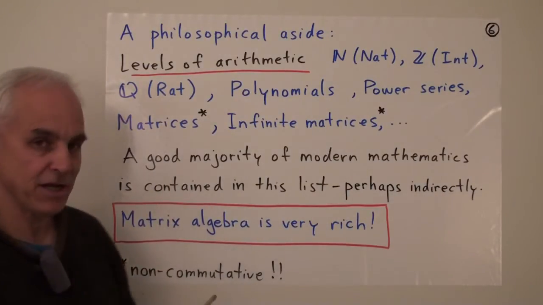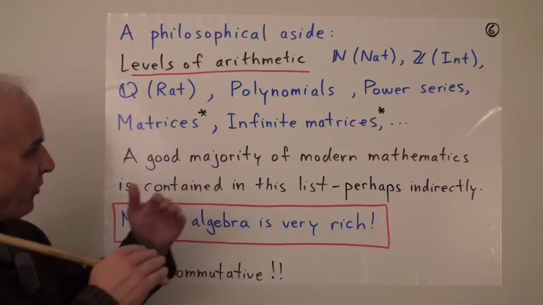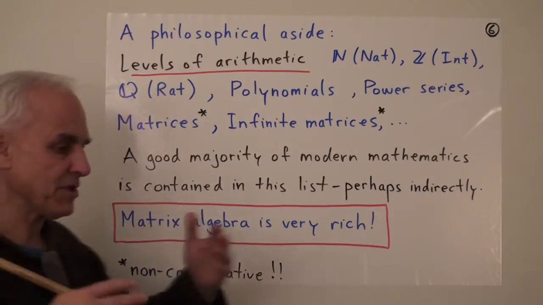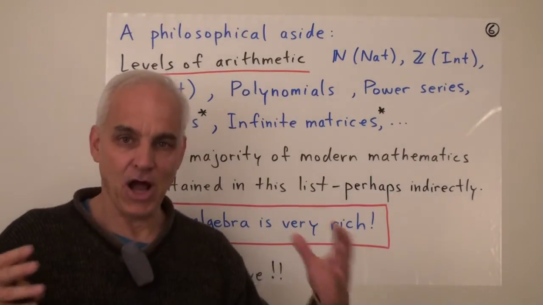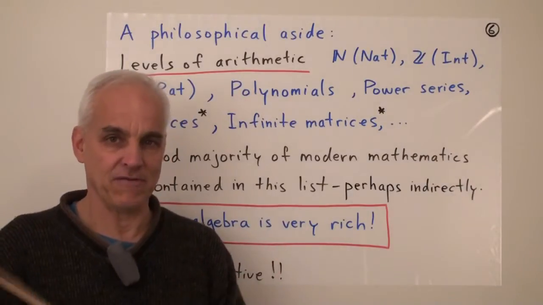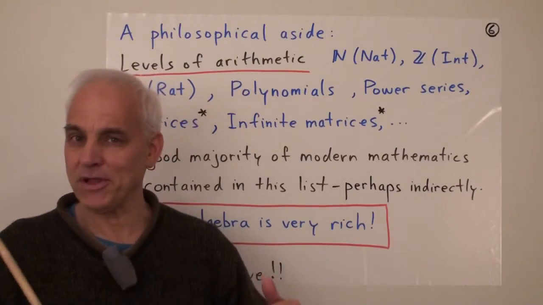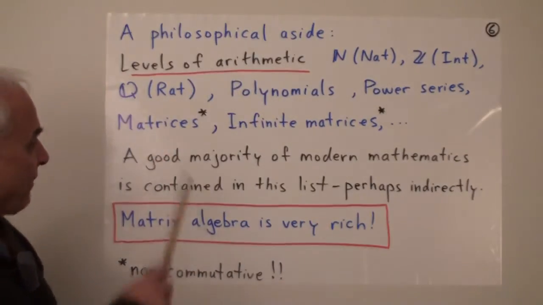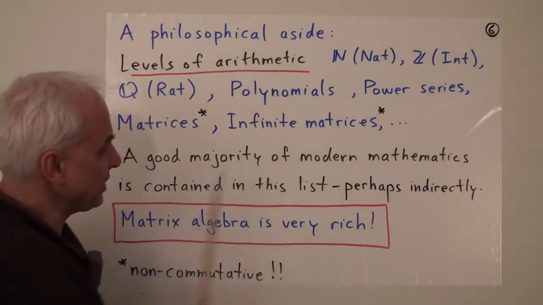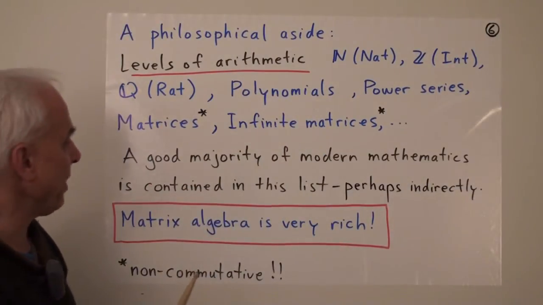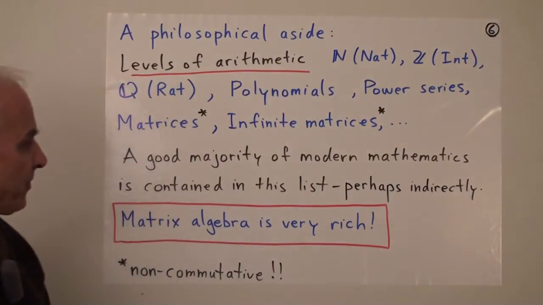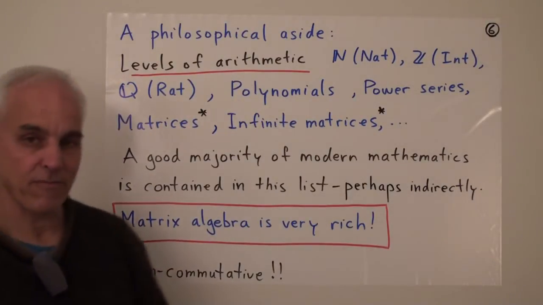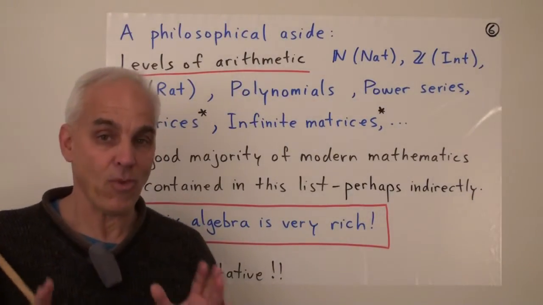So we're talking about matrices here now, and you can think about these as all different levels of arithmetic, where we're moving to arithmetic with larger, more complicated objects, where the arithmetic becomes more intricate and involved. And often we end up including the lower levels inside what we're doing. After matrices, we might think of infinite matrices, which play perhaps a similar role to matrices as do power series to polynomials. So in this list already, a good majority of modern mathematics is represented one way or the other.